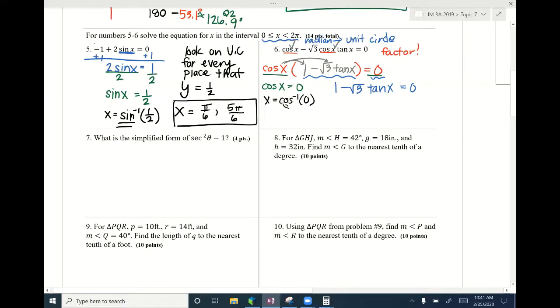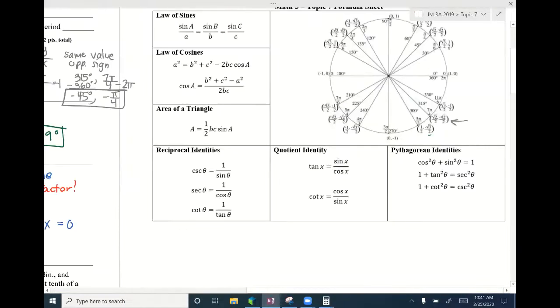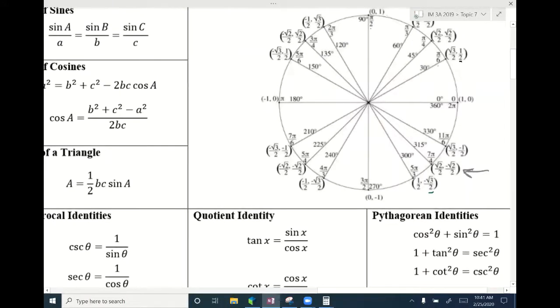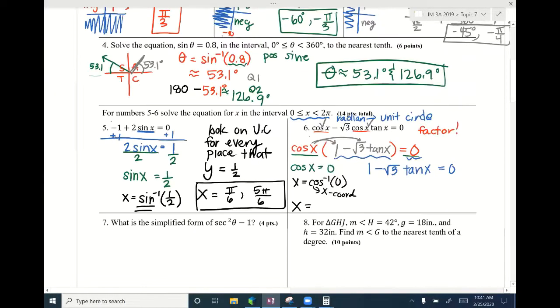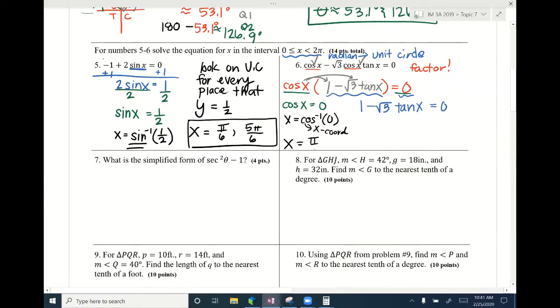Remember that this is the x coordinate on the unit circle. So I'm looking at where on the unit circle x is equal to 0, and I'm going to answer using every radian measure. So x is 0 at pi over 2, and then again at 3 pi over 2. The only two places that x is 0 are pi over 2 and 3 pi over 2 radians. So x equals pi over 2 and 3 pi over 2. That's half of our answer; half of our problem is done.